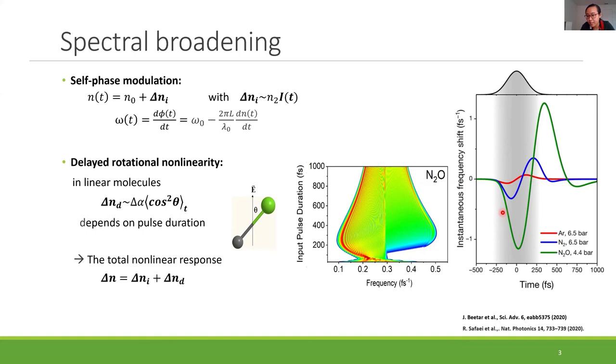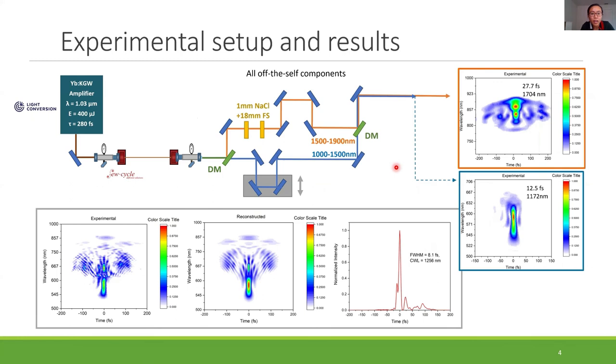From this, we propose an experimental setup for the light field synthesizer. The fiber outputs will be split and combined by two dichroic mirrors. The compression with bulk material will be characterized by second harmonic generation FROG. As you can see here, we can get around 27 femtoseconds at 1700 nanometer central wavelength, and we can also get around 12 femtosecond pulse duration at 1100 nanometers.